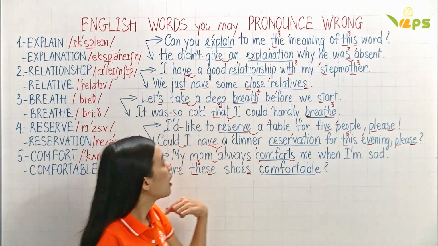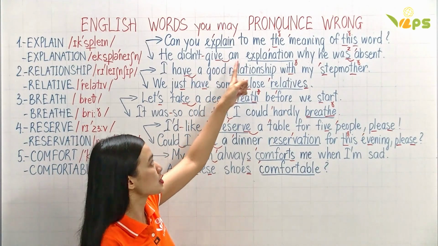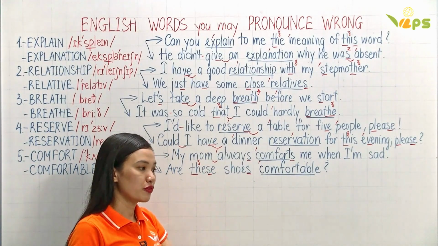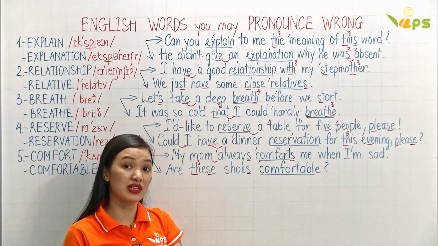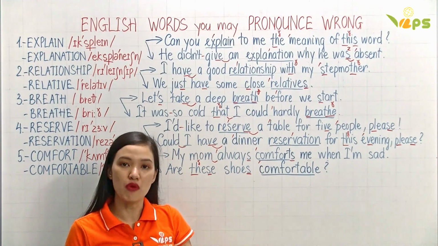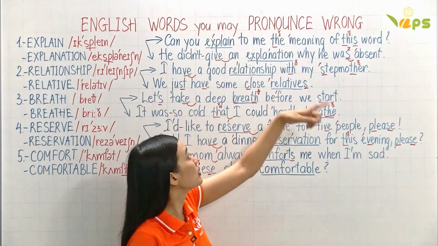Explanation. He didn't give an explanation why he was absent. For example, he was absent from the class or from the meeting, but he didn't give the reason why. He didn't give an explanation.